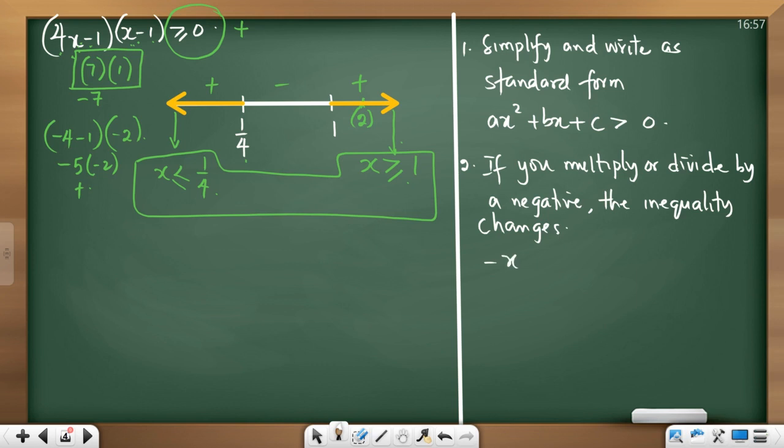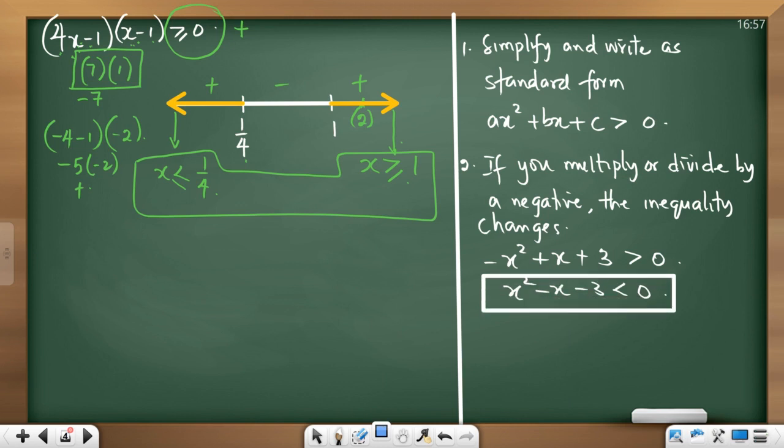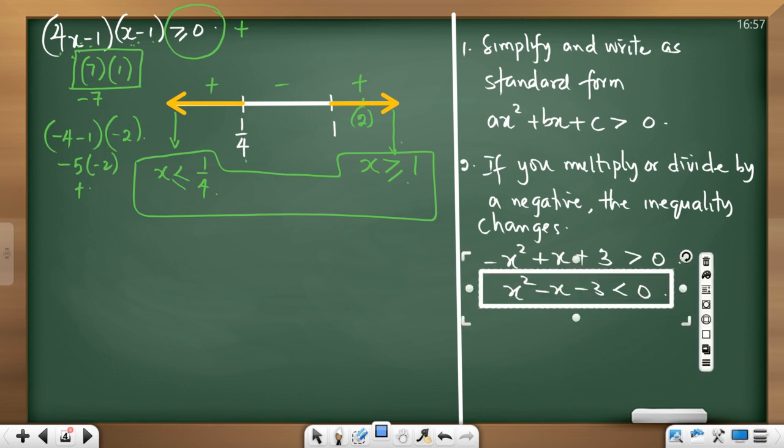For example, I'm just writing an example here. Because I don't want to work with that negative, I am going to multiply across by negative. So this becomes that, and the sign changes. Take note of that. Once I multiply by a negative, my inequality sign changes. That's the only time your inequality sign should change.